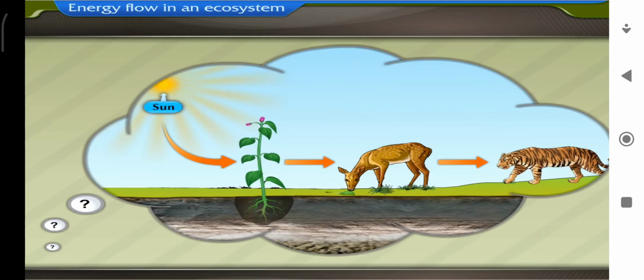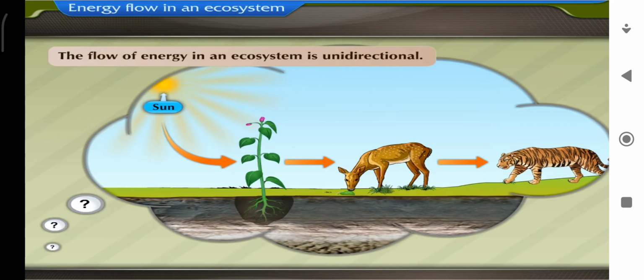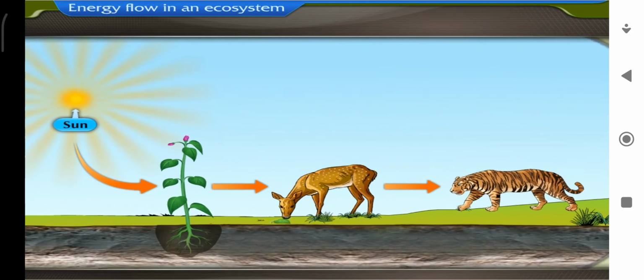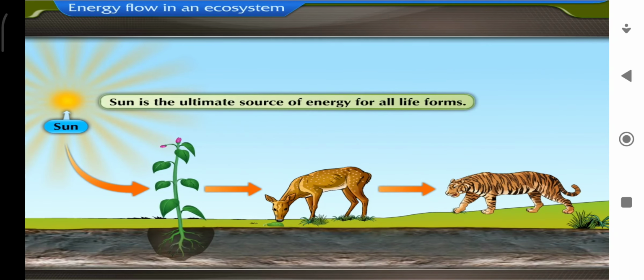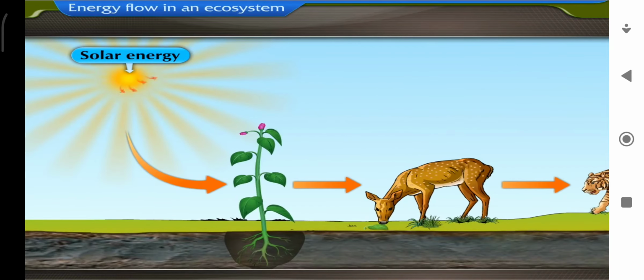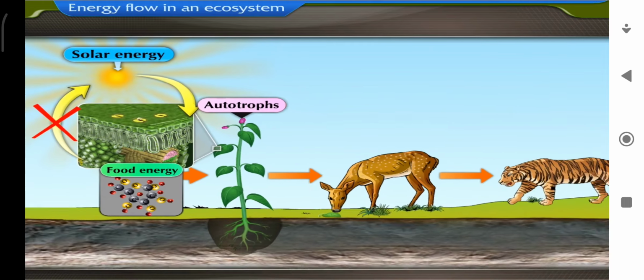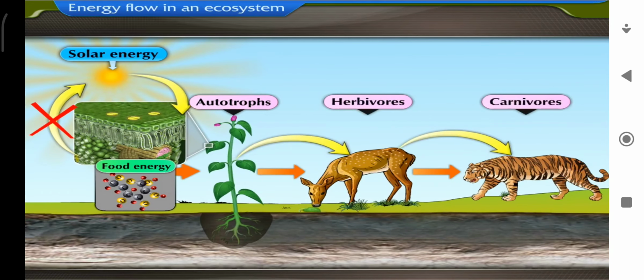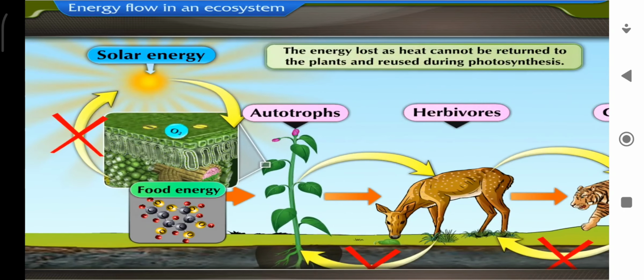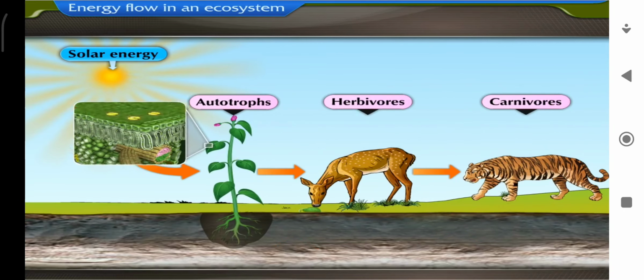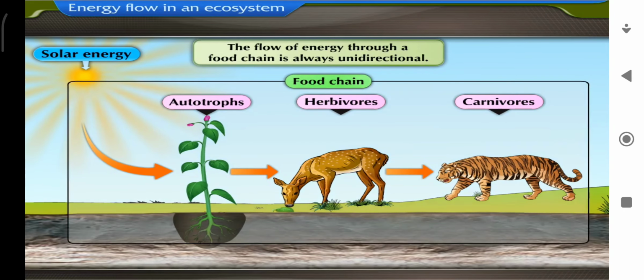It is said that the flow of energy in an ecosystem is unidirectional. Do you know how? Let us proceed to study this. The sun is the ultimate source of energy for all life forms. The solar energy that is converted by the autotrophs into food energy cannot be reconverted into solar energy, and the energy that passes from the herbivores to the carnivores can never go back to the herbivores. The energy lost as heat cannot be returned to the plants and reused during photosynthesis. That is why the flow of energy through a food chain is always unidirectional.